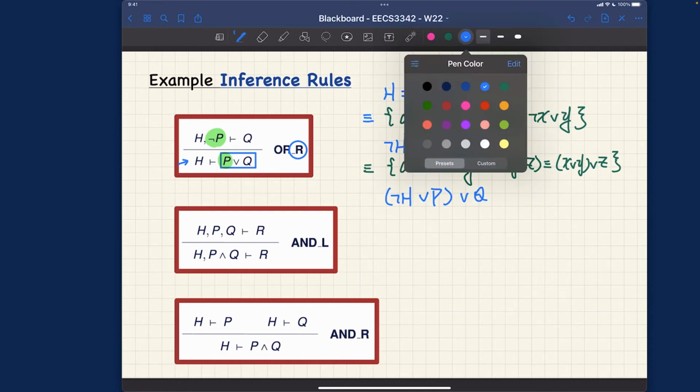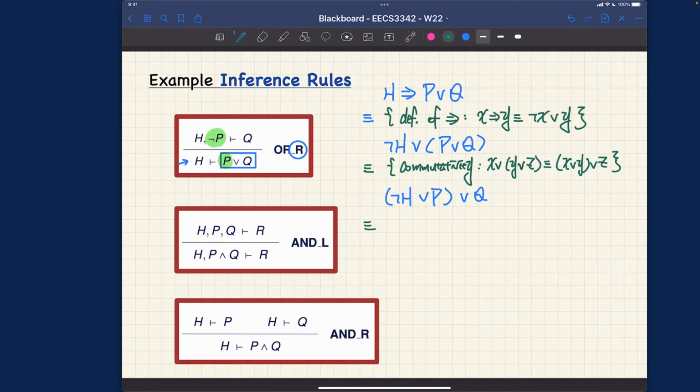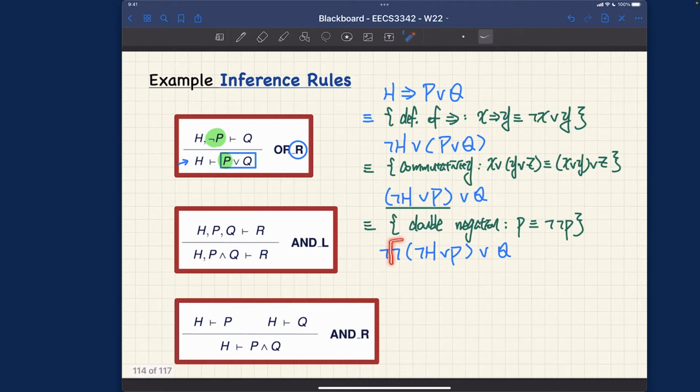And we know double negation, which is about P is equivalent to not not P. Right? Which I'm going to do for this one here. How do I do that? I can say not not H or P or Q. Right? And you can see this part over here, the inner negation, we can apply De Morgan. Right? Let's now go further.